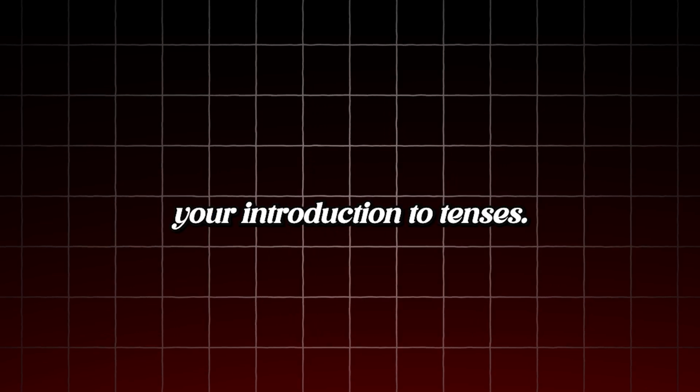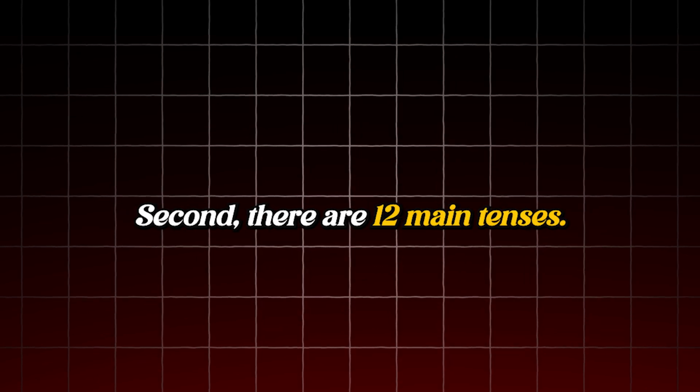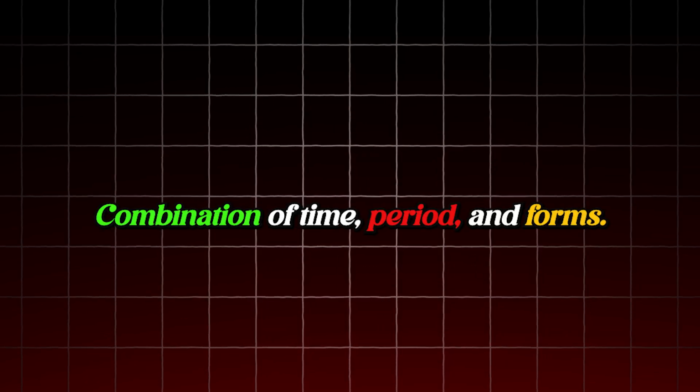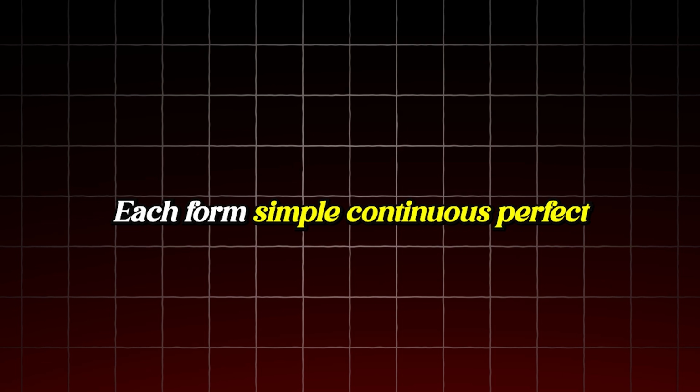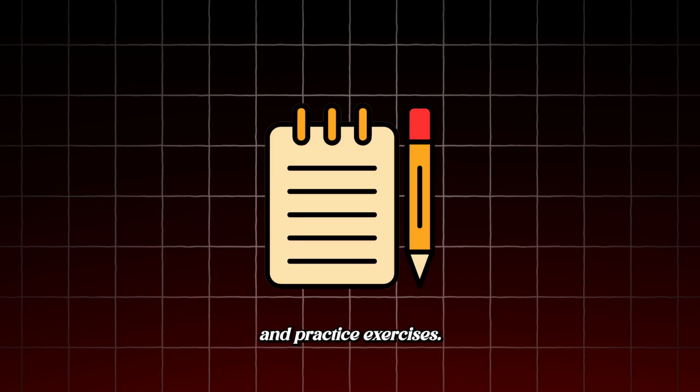And there you have it, your introduction to tenses. Let's quickly recap what we learned. First, tenses tell us when an action happens. Second, there are 12 main tenses, a combination of time period and forms. Third, each form, simple, continuous, perfect and perfect continuous, has a specific purpose. In our next video, we'll go deep into the present simple tense with lots of examples and practice exercises.